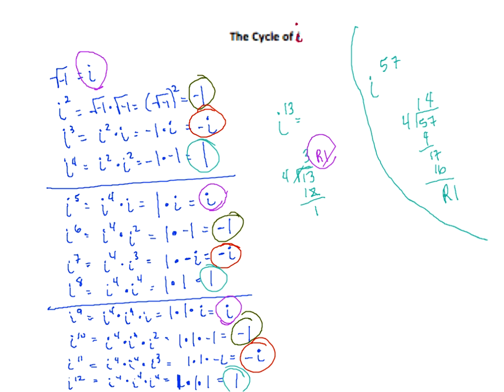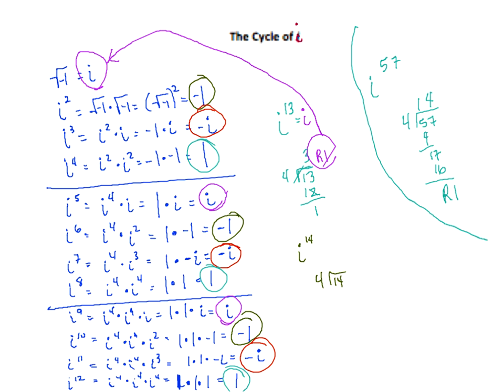Anytime I have a remainder of 1 when I divide the exponent by 4, it will always correspond to i. So i to the 13th is just i. Let me do another example. So if I have i to the 14th, the next one in the pattern should be -1.